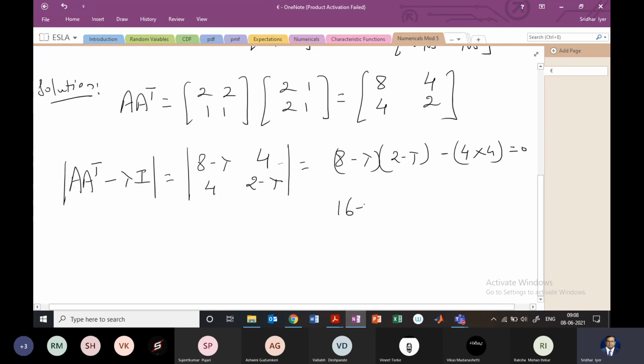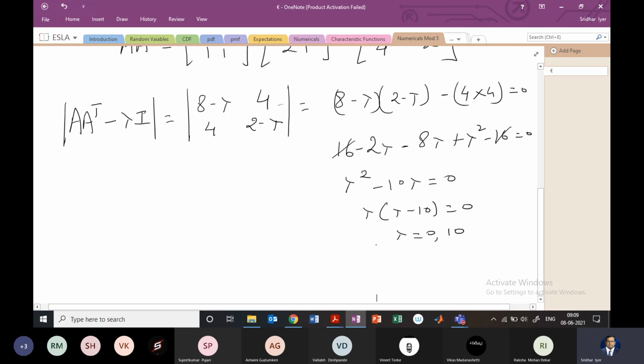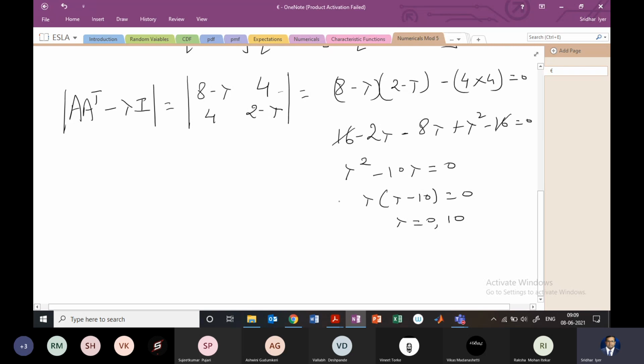So this will become 16 minus 2 lambda minus 8 lambda plus lambda square minus 16 equal to 0. The 16 and 16 will cancel. Lambda square minus 10 lambda equal to 0. Therefore, you have lambda into lambda minus 10 equal to 0. Therefore, the lambdas that you'll get is 0 and 10, right? And we need to put these lambdas in the decreasing order. Therefore, you'll have lambda as 10 and 0. So that is the lambda that you have.